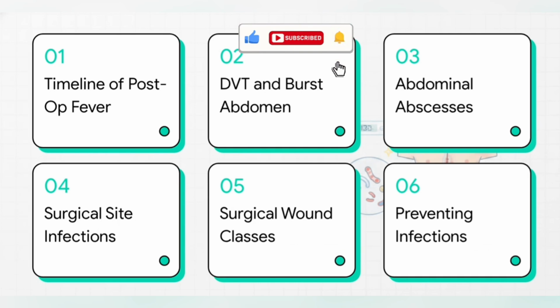Okay, तो ये रहा हमारा roadmap. We'll start with the timeline of post-op fever, move through major complications like DVT and burst abdomen, then intra-abdominal abscesses. After that, we'll cover surgical site infections, wound classification, and finally, how to prevent these infections. Let's get right to it.